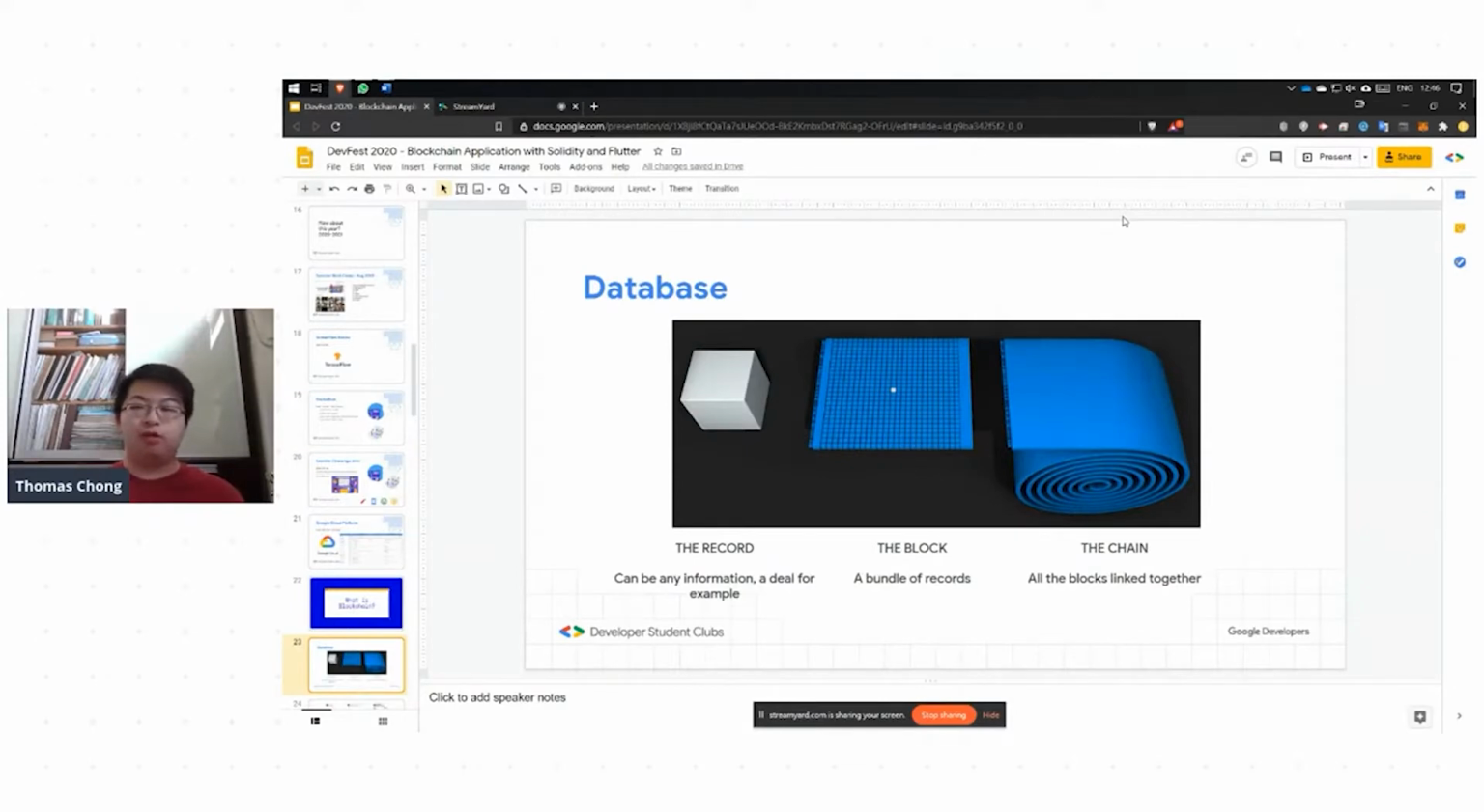Maybe you've heard of Bitcoin, right? Bitcoin is an application of blockchain. When you want to send a transaction to your friend, that transaction data will be stored in the record here.